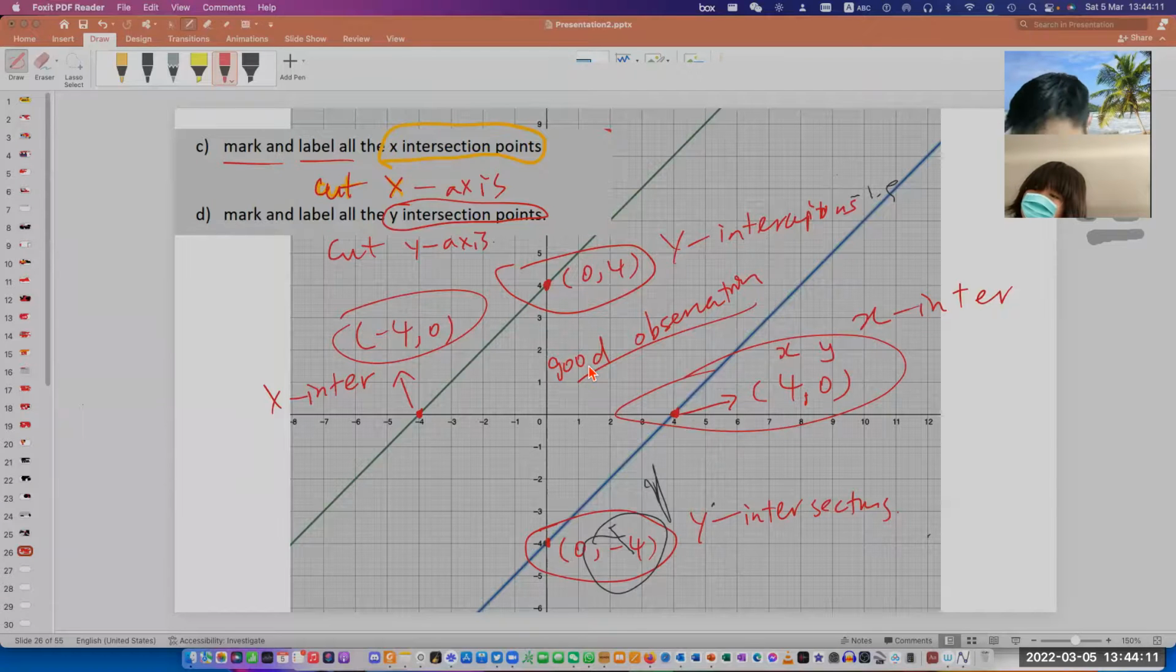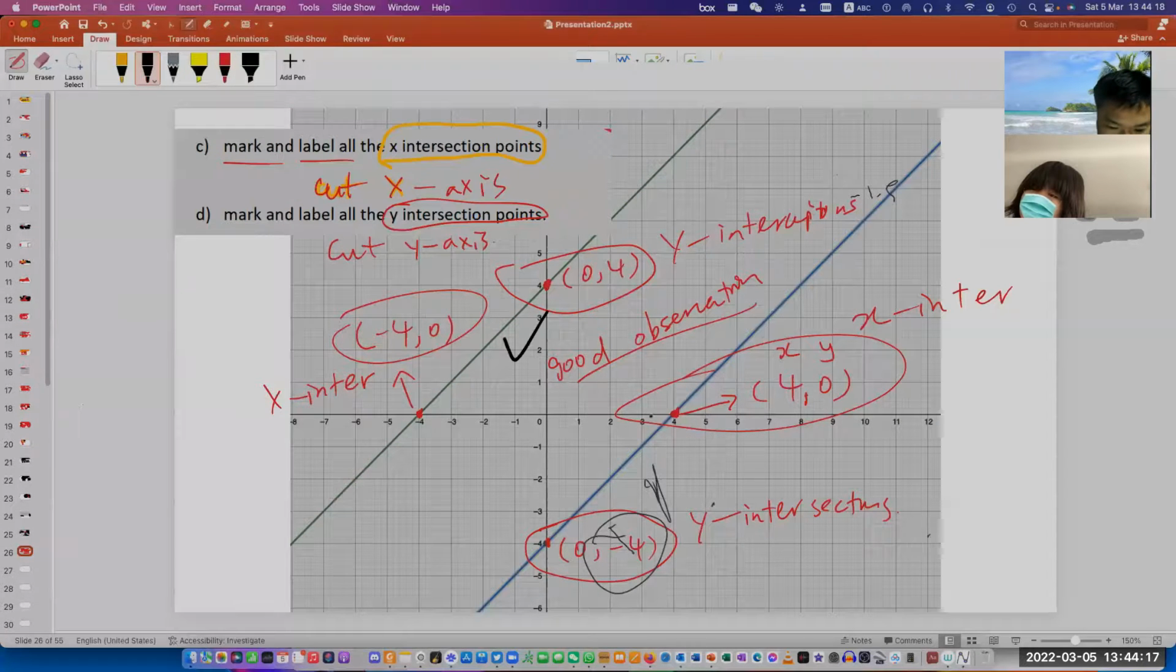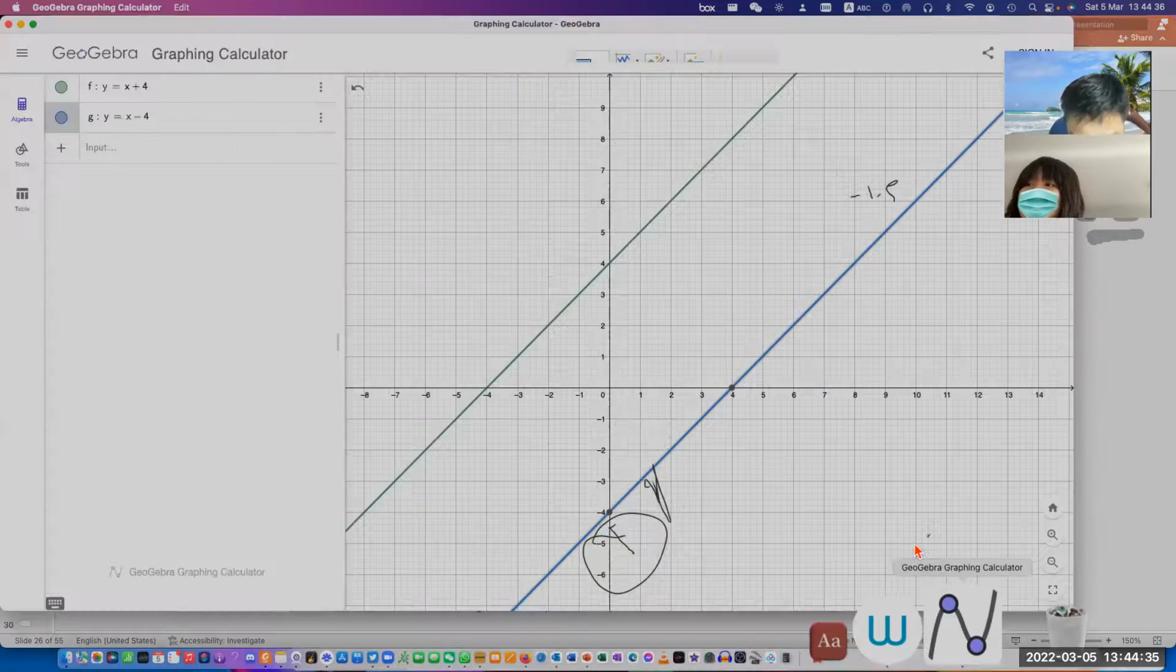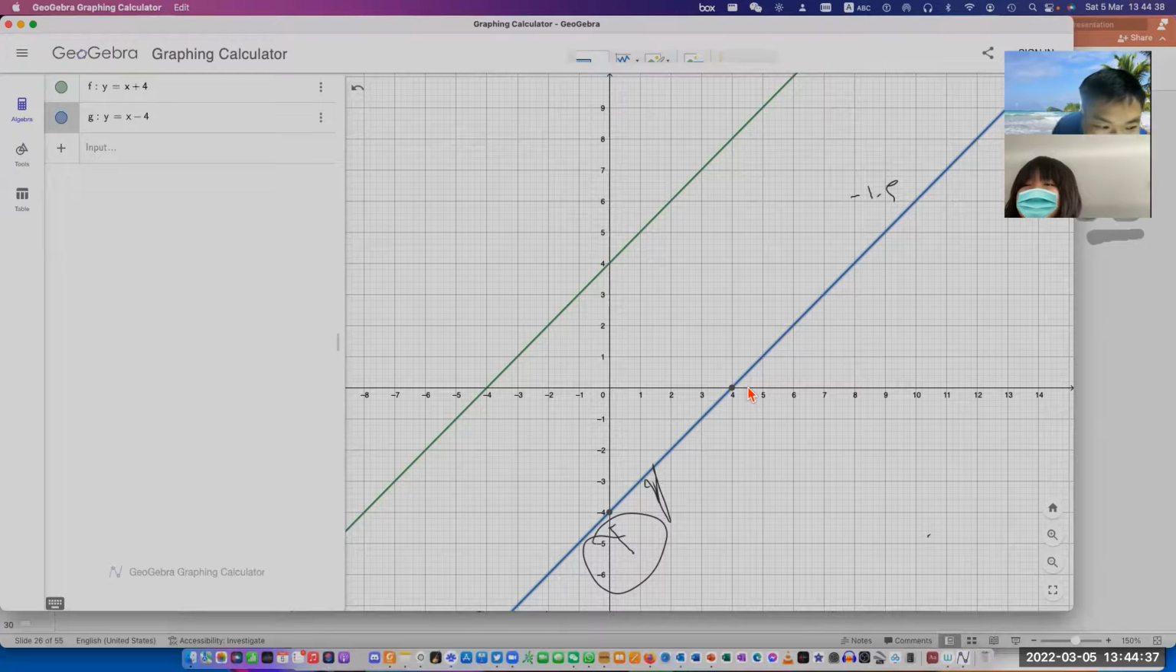Since you were talking about them being parallel, right? They are parallel to each other, these two. So how do you get parallel lines in a graph? What is so special about this green line and the blue line? Let's go back to our GeoGebra app. What's so special about these two?